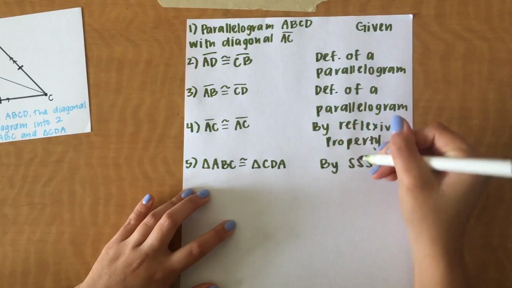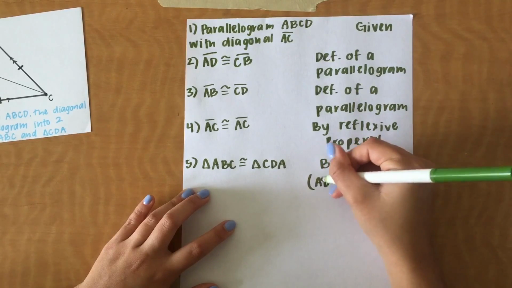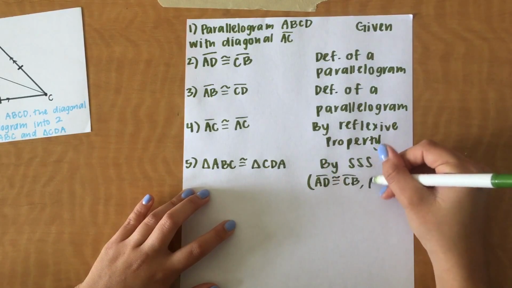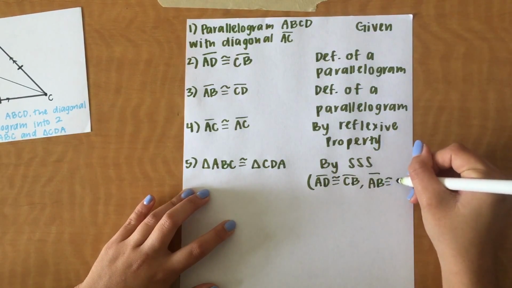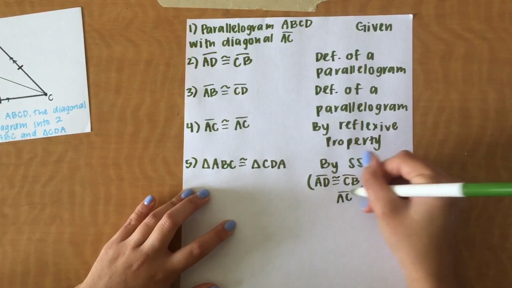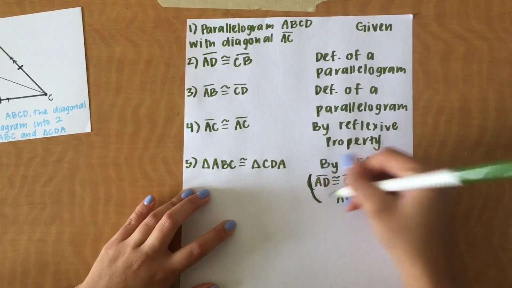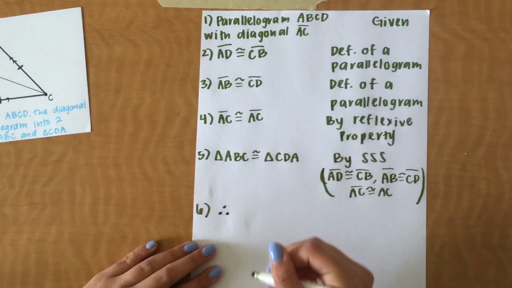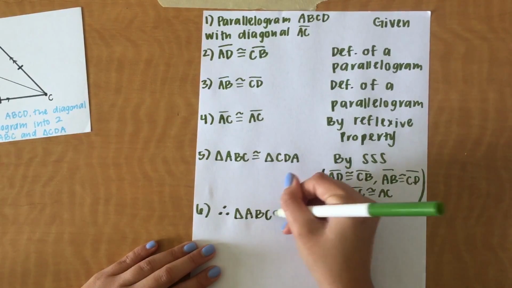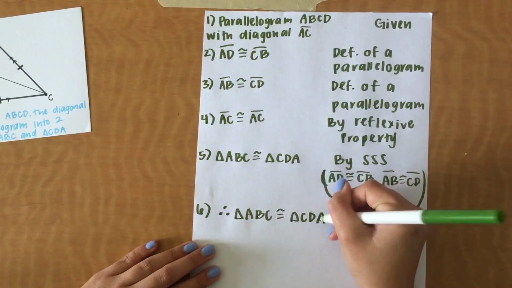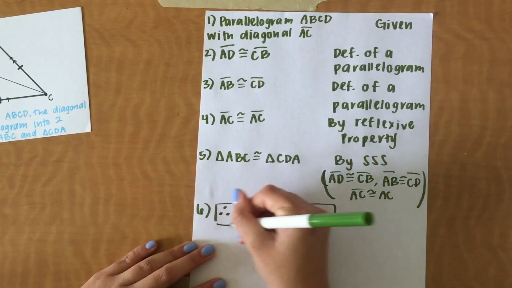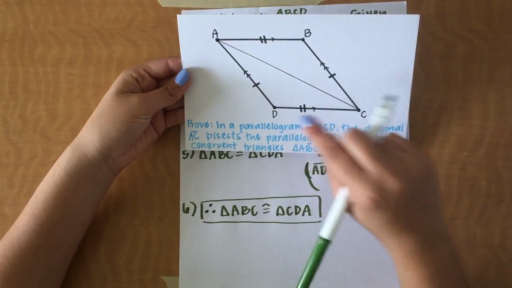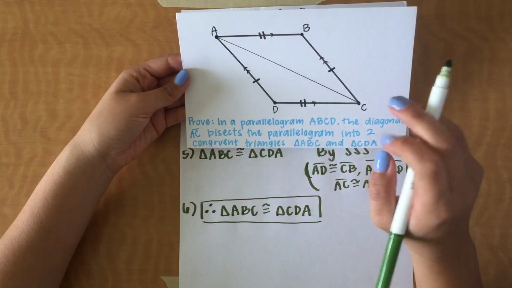By side, side, side, and I'm just going to put the sides here, so we know that AD is congruent to CB, AB is congruent to CD, and AC is congruent to AC. So therefore, triangle ABC is congruent to triangle CDA. And there we go. The diagonal AC bisects the parallelogram into two congruent triangles by side, side, side.